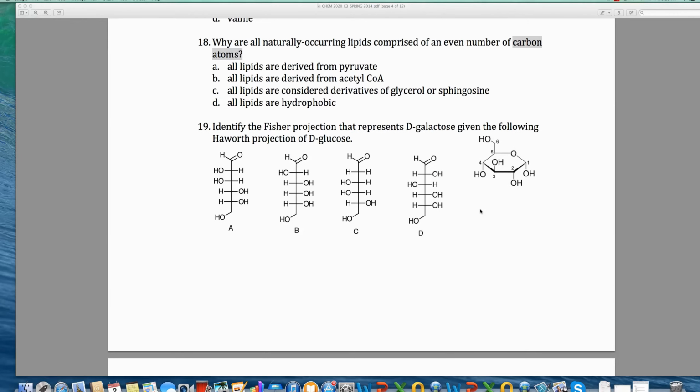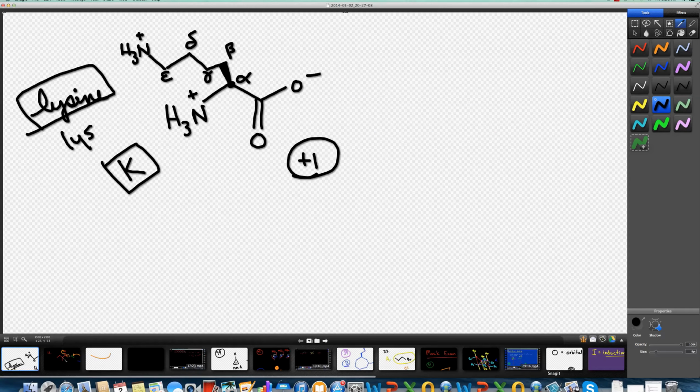Number 18, why are all naturally occurring lipids comprised of an even number of carbon atoms? They're all derived from acetyl-CoA. And so acetyl-CoA will undergo a self-Claisen condensation. Let me take a moment to show that to you. Of course, the thioester is really complicated. We're going to abbreviate it.